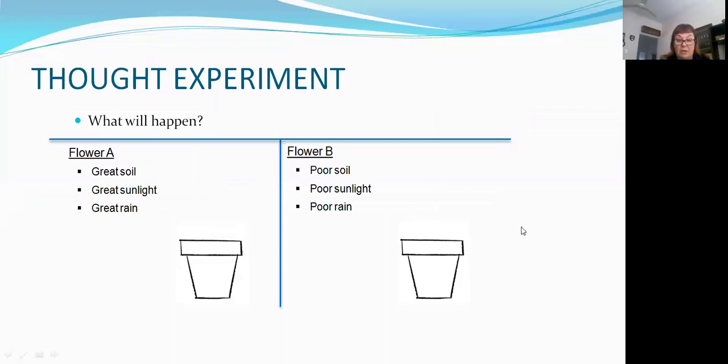We've got 2 flower pots. Flower pot A's got great soil, great sunlight, great rain. Flower pot B has poor soil, poor sunlight and poor rain. We put the seed in. It really doesn't matter whether the seed's a good seed or a bad seed. What's going to happen with what the conditions are surrounding that seed in the pot?